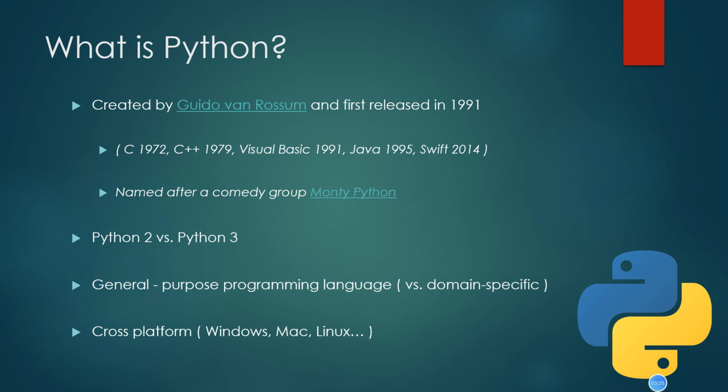On the other hand, languages like Python, C++, Java are general purpose. They are not designed for a specific domain. Rather, they can be used for almost everything. For example, you can use it to build a website. You can use it to make computer games. You can use it to program robotics. You can use it to do machine learning. So a lot of things. That's what we call a general purpose programming language, and Python is one of them. Also, Python is cross-platform, meaning you can use it on your Windows, on your Mac, on your Linux.